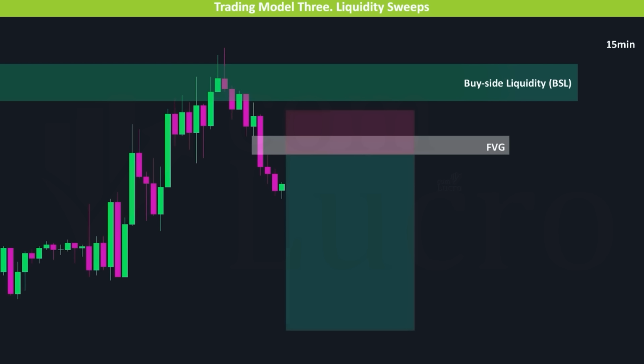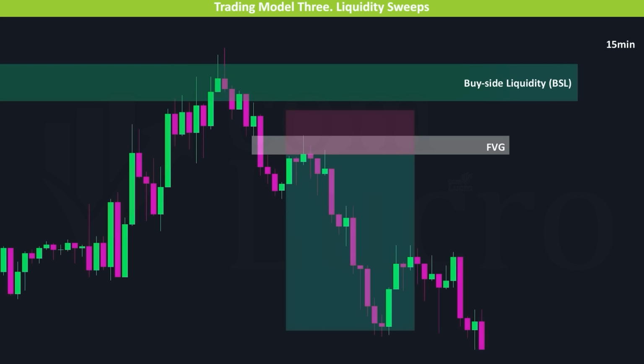In a bearish scenario, for example, after price sweeps above a buy-side liquidity level, look for a fair value gap along with signs of reversal. Once confirmation appears, a short trade can be taken. The stop loss is placed above the high of the sweep, while the target is set at the next key level or sell-side liquidity below.